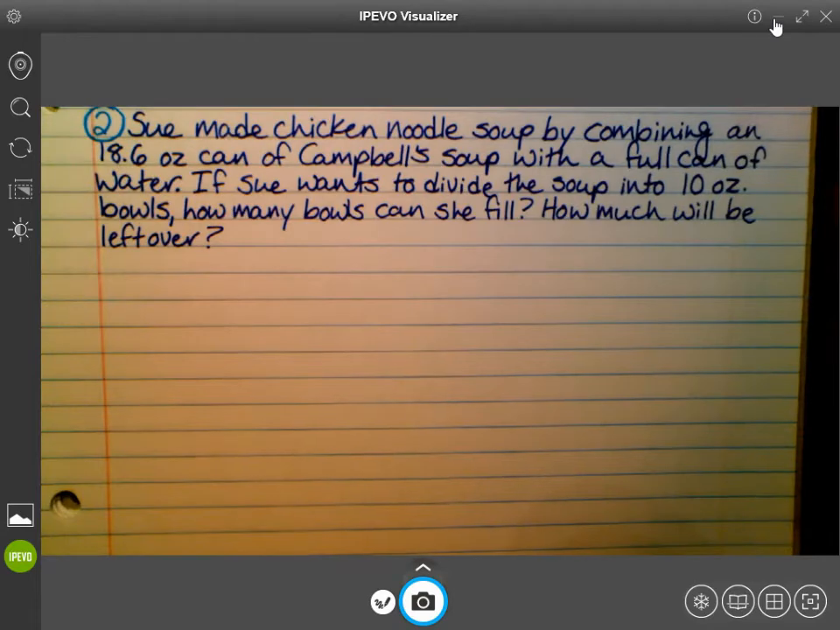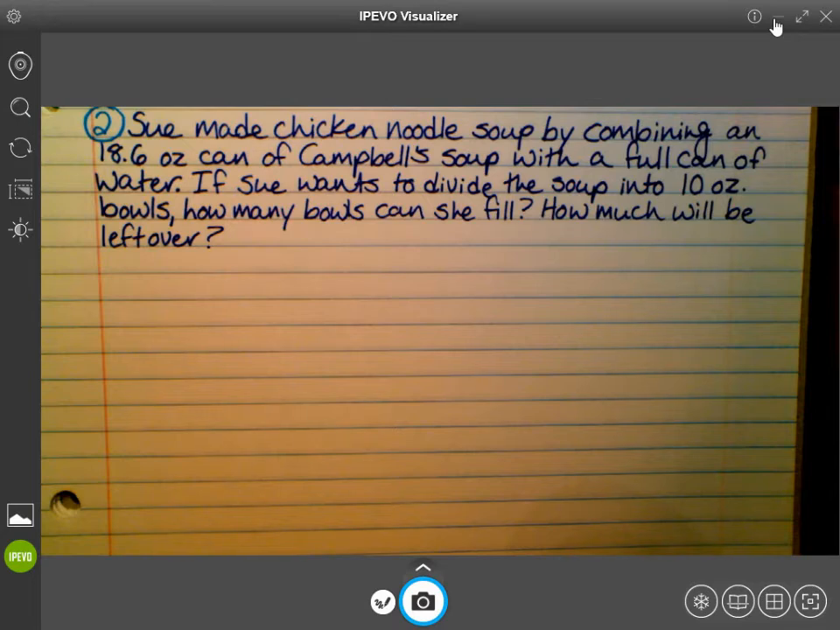Number 2, Sue made chicken noodle soup by combining an 18.6 ounce can of Campbell's soup with a full can of water. How many of you have made soup that way, like a soup out of a can? You pour what's in the can, and then you fill the can up with water and pour that in too. How many of you have done that? Yeah, so that's what Sue's doing. So she's poured the soup into a bowl to cook it, and she filled up the can with water and poured that into the bowl too.